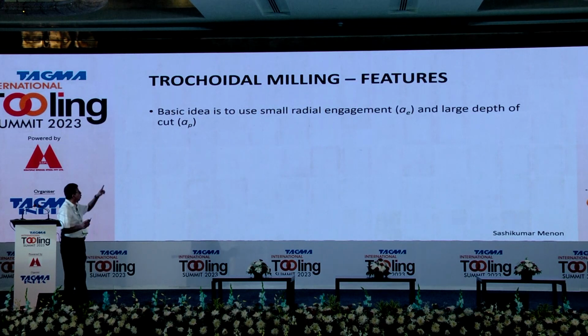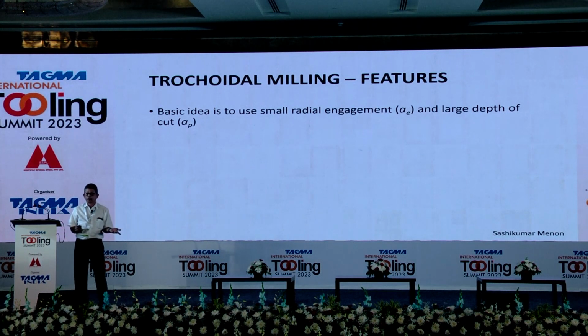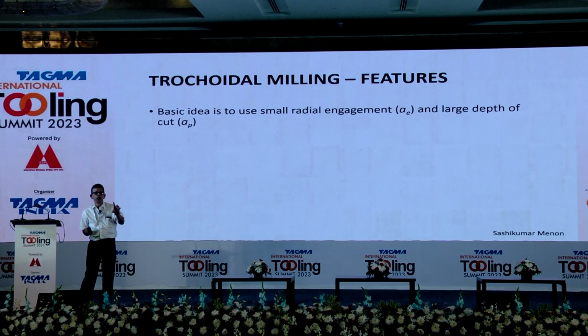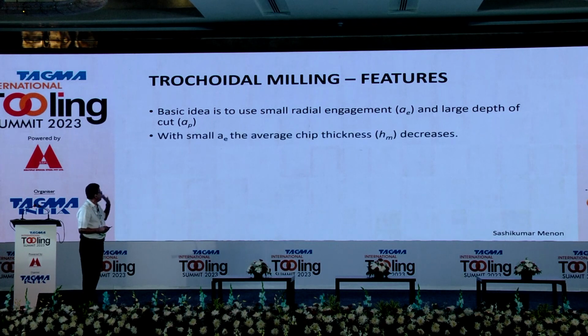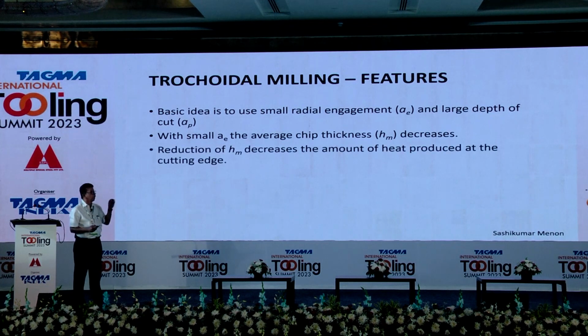The basic idea is to use a small radial engagement, that is small AE, and a larger AP, a high depth of cut with small engagement. That is why you have low heat generation at the cutting edge, because your engagement is less. What happens when your engagement is less? The average chip thickness, that is HM, will decrease. Because of that, the amount of heat produced at the cutting edge also reduces.